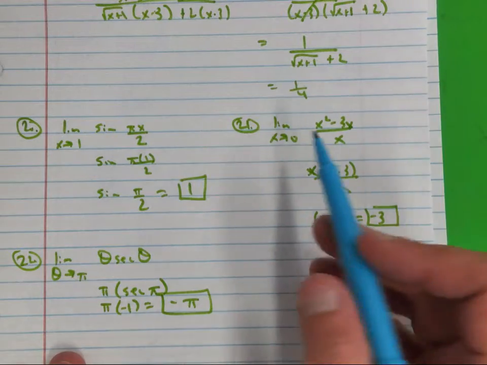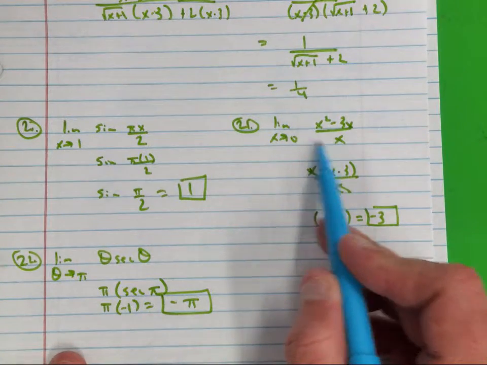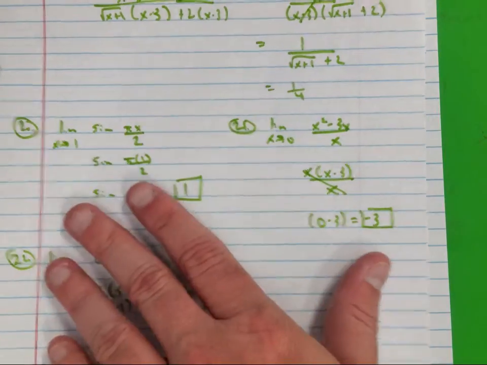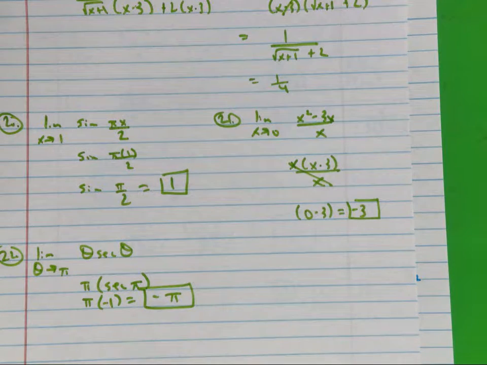21. The limit as x approaches 0. I plug 0 in direct substitution. I get 0 in the denominator. Ding, ding, ding. Sirens are going off. I got to use a toolkit strategy. Well, there's no radicals. I'm not going to rationalize. There's no fractions. I'm not going to find a common denominator.